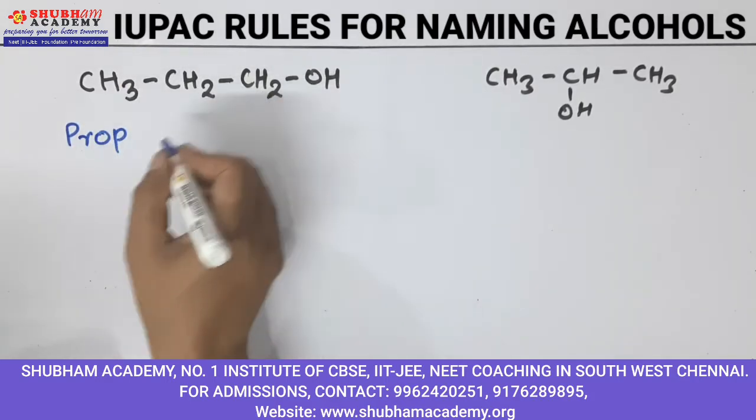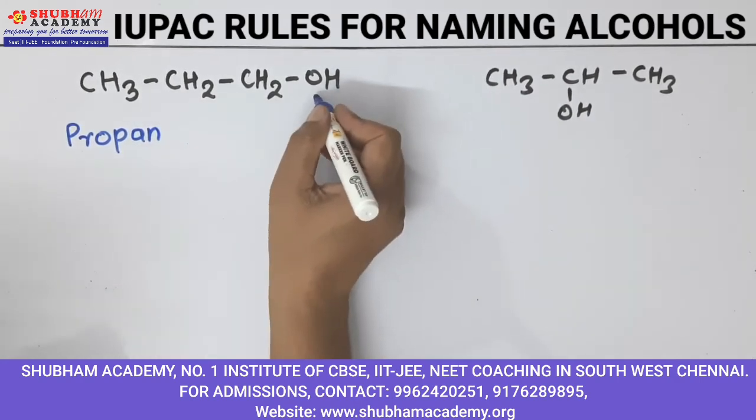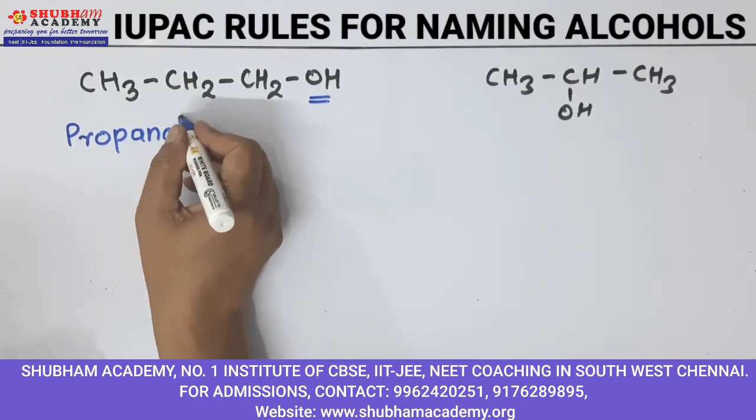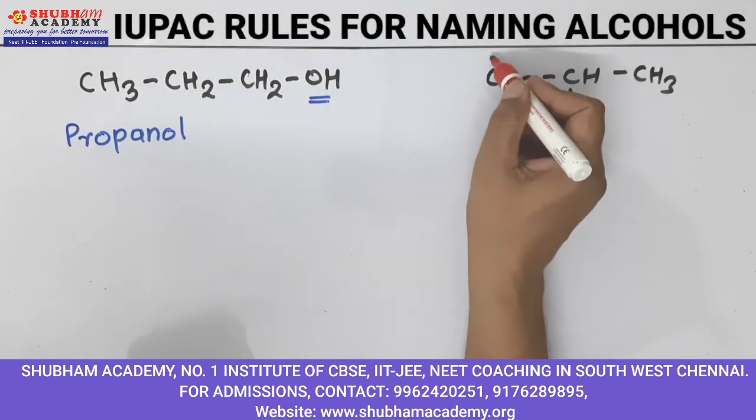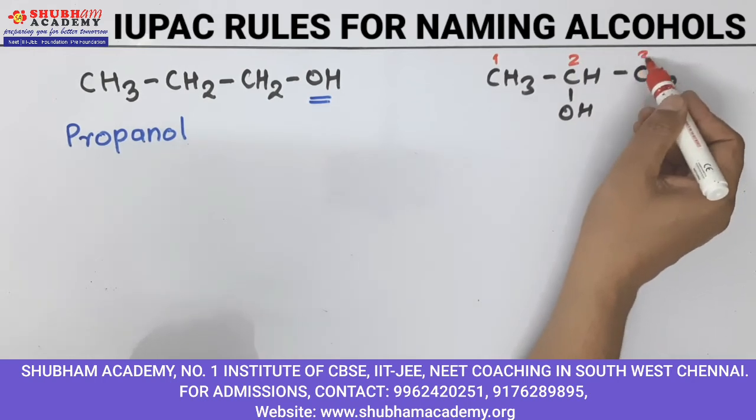You have a single bond between all the carbon atoms, so the primary suffix is ane and the functional group is OH, so the secondary suffix is ol, so the name becomes propanol. But if you see the second example, since OH is not present at the first position, you must number the parent chain. So 1, 2, 3.